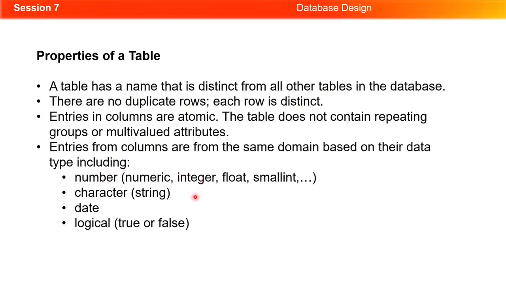With this, we could have integers, floating, small ints, large ints, character, meaning a string, date, or some kind of Boolean or logical, true or false. So these are all the data types. And there can be others that appear in a column, and every column has its own distinct data type that goes for every record.